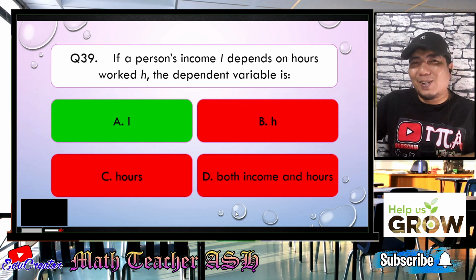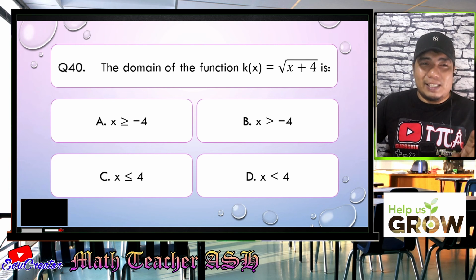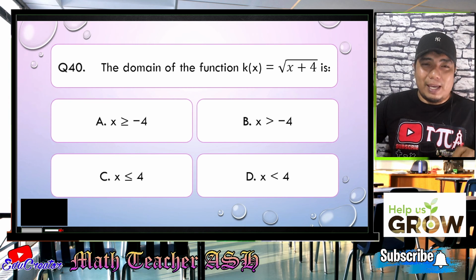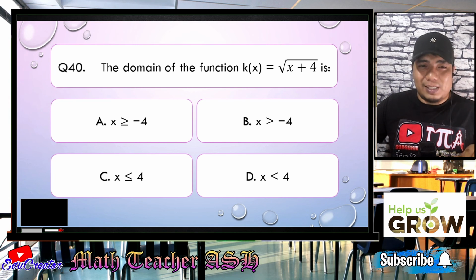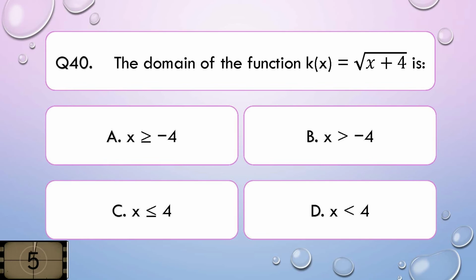So now let us go to the last question. The domain of the function k of x is equal to the square root of x plus 4 is it A, x is greater than or equal to negative 4, B, x is greater than negative 4, C, x is less than or equal to 4, or D, x is less than 4. I'll give you 5 seconds to think about your answer.